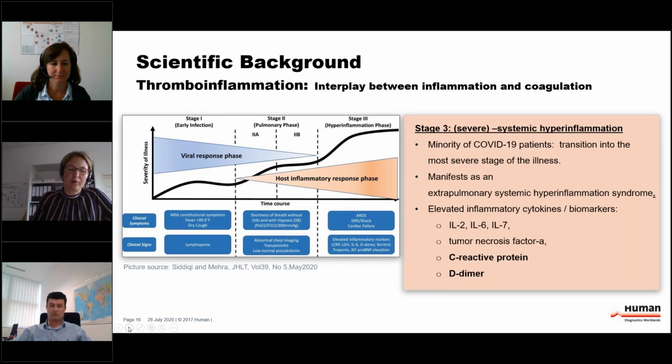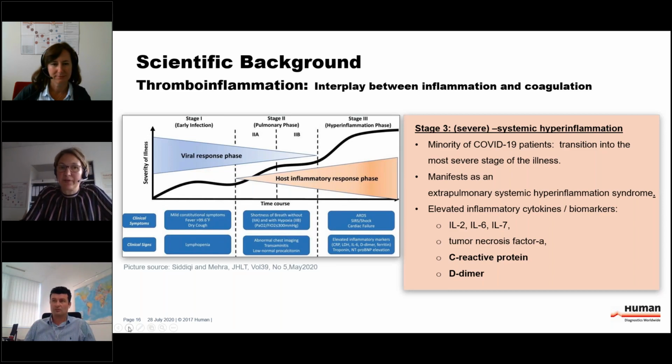In the third stage, this is a severe stage with systemic hyperinflammation. A minority of COVID-19 patients will show a transition into the third and most severe stage of the illness, which manifests as a systemic hyperinflammation syndrome. In this stage, markers of systemic inflammation seem to be elevated, and studies have revealed that inflammatory cytokines and biomarkers are significantly elevated in those patients.